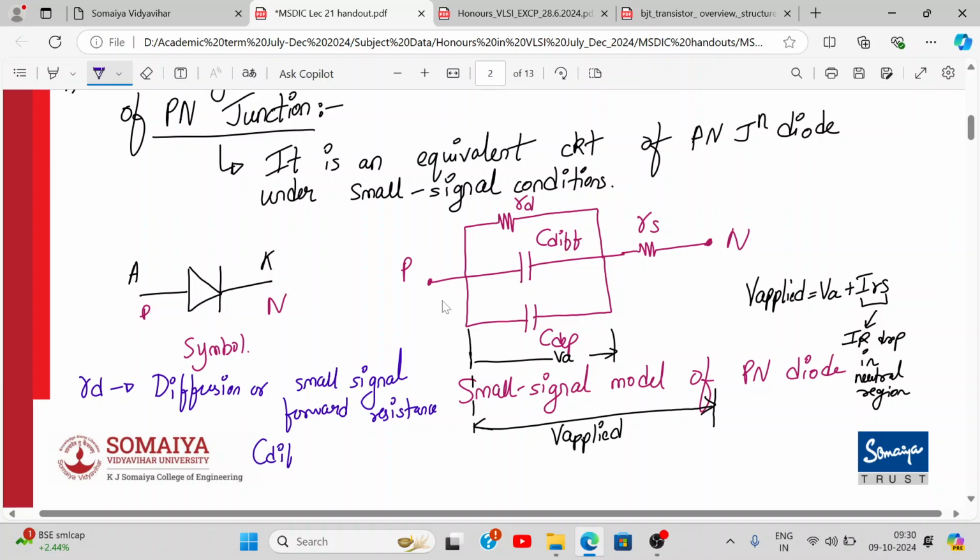Here C diffusion is the diffusion capacitance. So in the last lecture, we have discussed diffusion capacitance and how it reacts to the forward applied voltage. And then the third one will be C depletion, which is depletion capacitance. This corresponds to the behavior of PN junction under reverse bias.